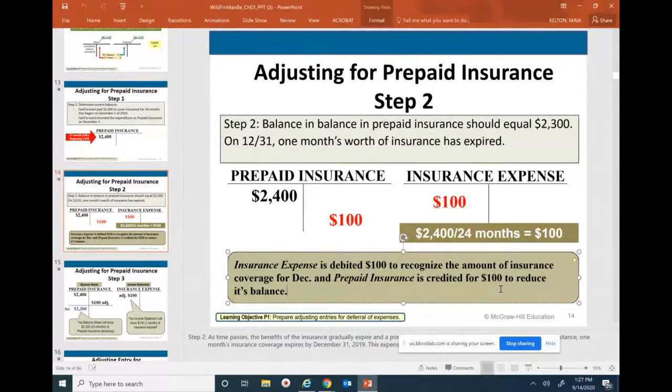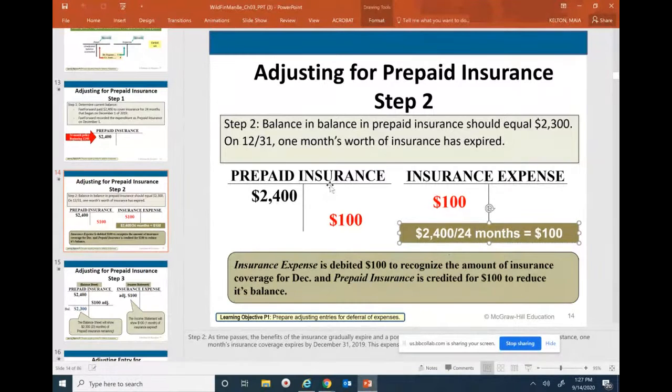So all we have to do here is determine what is the monthly insurance expense. And the way we do that is by dividing the total amount of the policy, 2,400 divided by 24 months. So $100 a month is what the company will be consuming every month for the next 24 months.